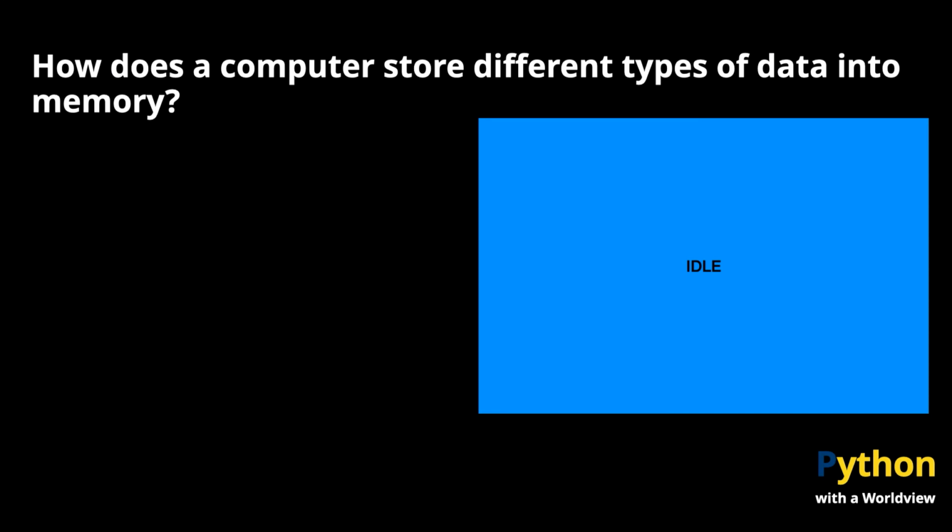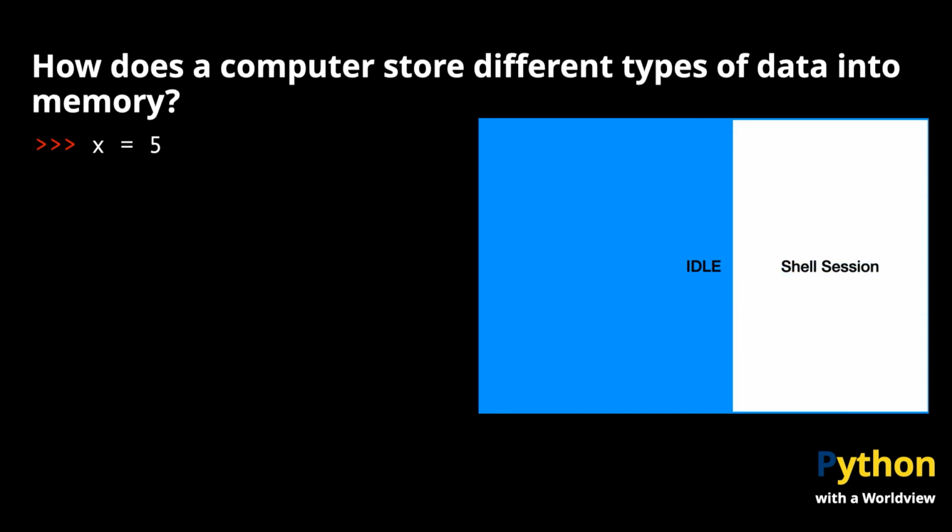Finally, our last question. How does a computer store different data types into memory? So remember, this is a very simplified example. Let's say the user at the prompt or the shell types in x equals 5. Now in IDLE, there's a section of memory reserved for the shell session. And in the shell session, you're going to store the variable names that you declare in the shell. But there are also memory locations or blocks for integer values, float values, and string values.